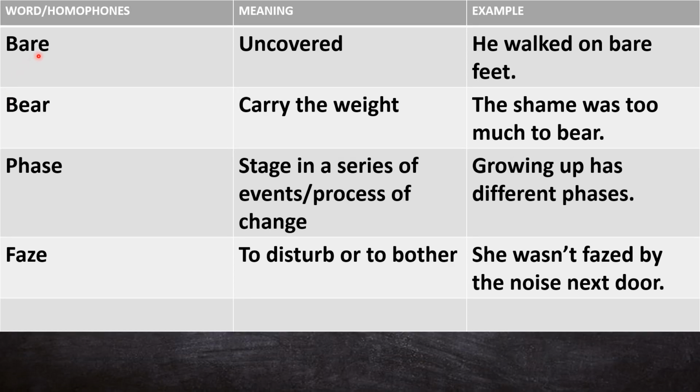And then bare means uncovered. So he walked on bare feet. Another bare, to carry the weight. So the shame was too much to bear. The other word, phase. Phase means the stage in a series of events or a process of change. The sentence is growing up, there's different phases. And then another phase word, to disturb or bother. The example sentence, she wasn't fazed by the noise next door.